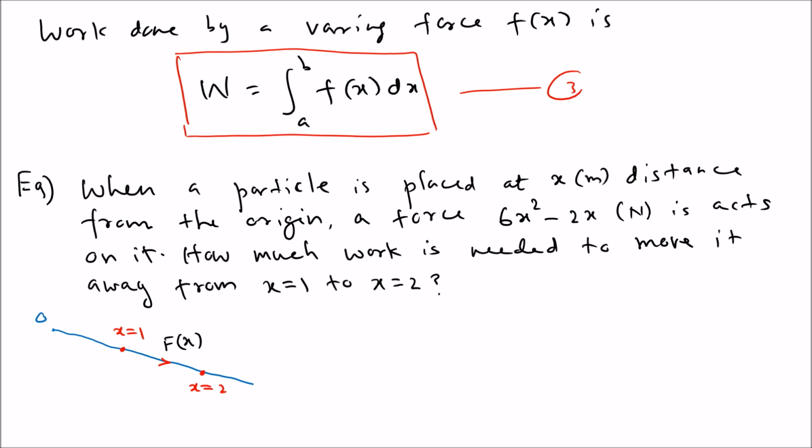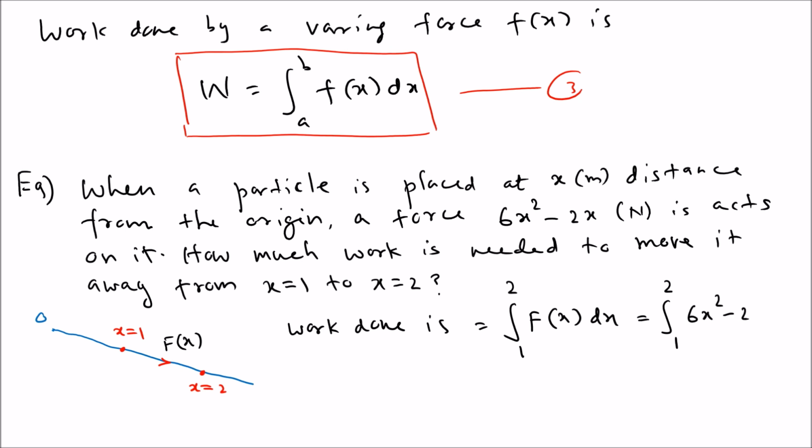The work done is simply given by the integral going from 1 to 2 of Fx dx. So we can plug in: the integral from 1 to 2 of 6x squared minus 2x dx. Now this is a very easy integral. If you integrate, you get 2x cubed minus x squared, and then you put in 2 and 1.